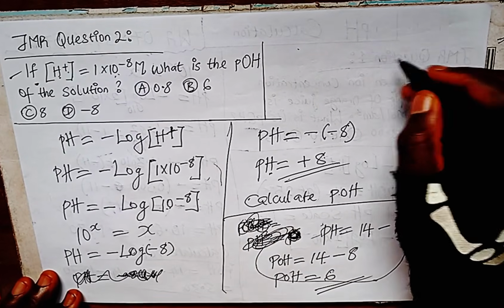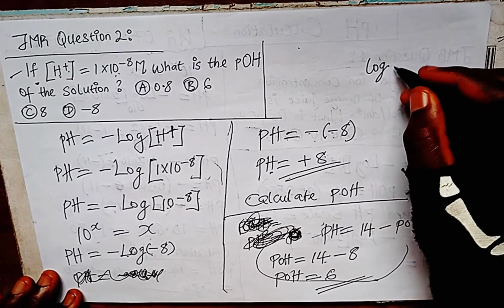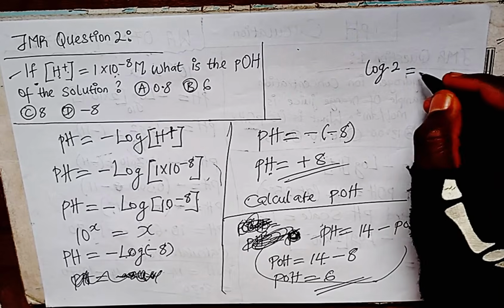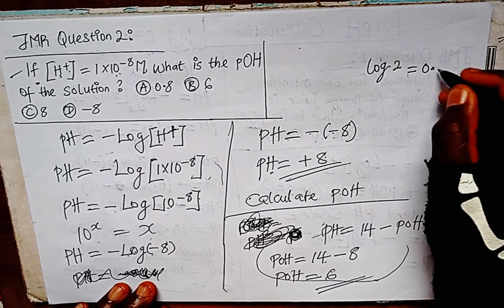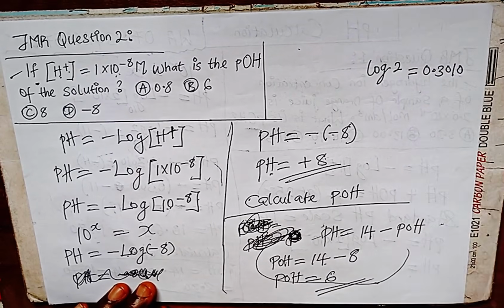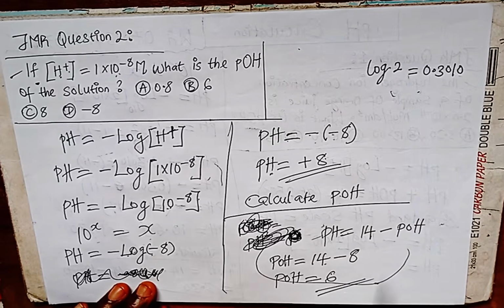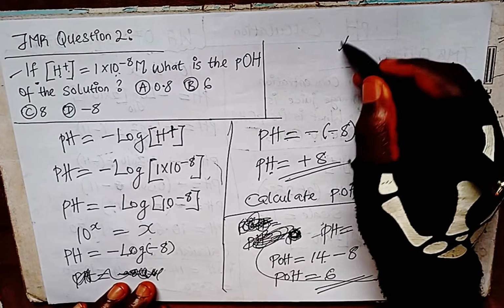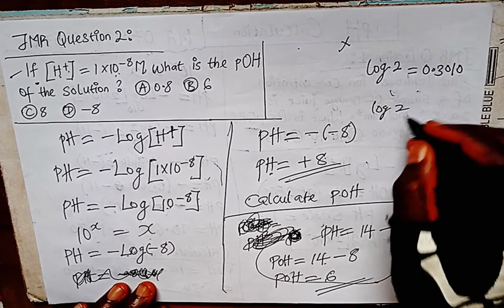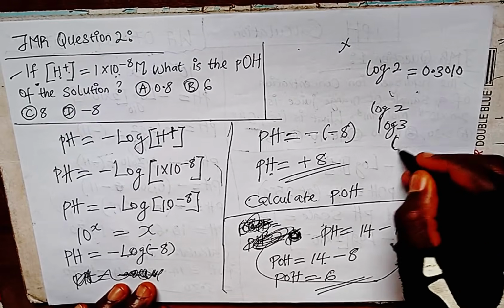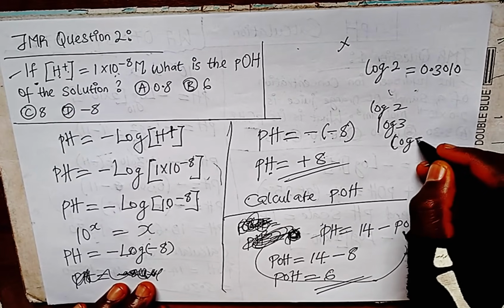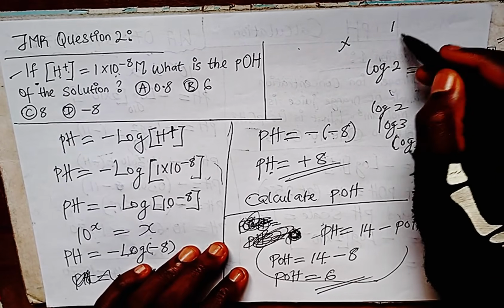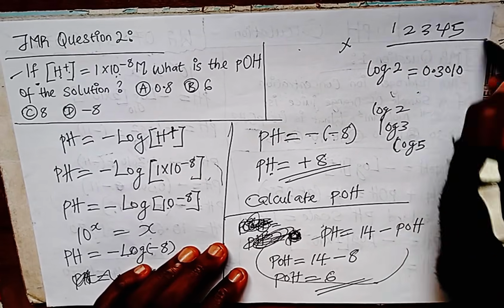Remember that log 2 is equal to 0.3010. Just remember that log 2 is equal to 0.3. Put that in your head. If you can, also memorize log 3, and log 5. JAMB always sets from 1, 2, 3, 4 and 5. They only set past all these ones.